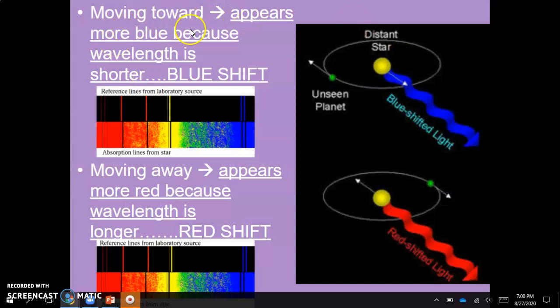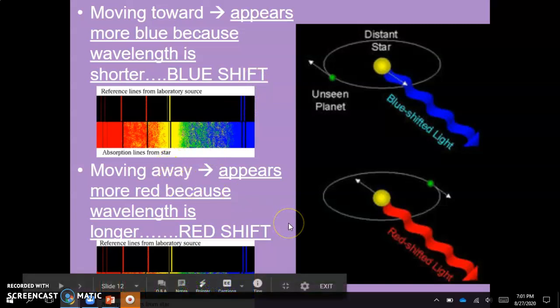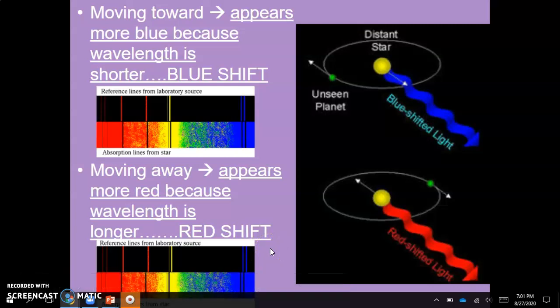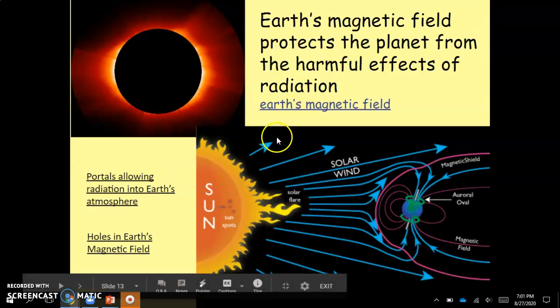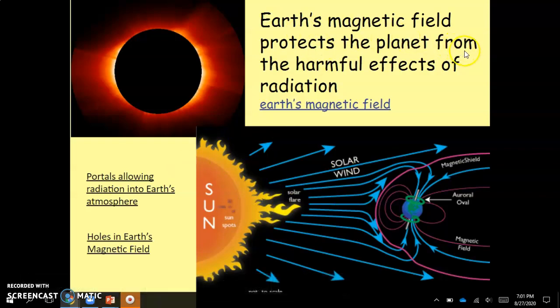Okay, so if something's moving towards us, it appears blue because the wavelength is shorter. This is called the blue shift. And if it's moving away, it appears more red because the wavelength is longer, called the red shift. And remember, the red shift is the evidence that supports the Big Bang Theory and that our universe is still expanding.